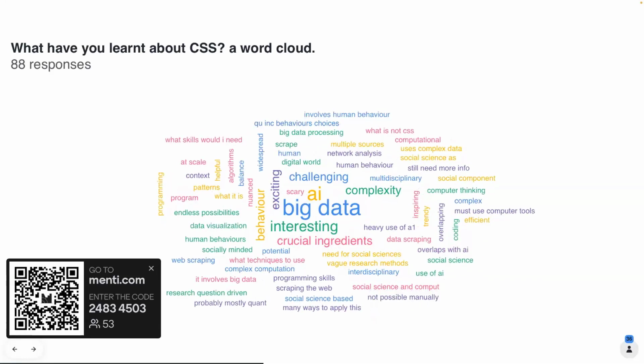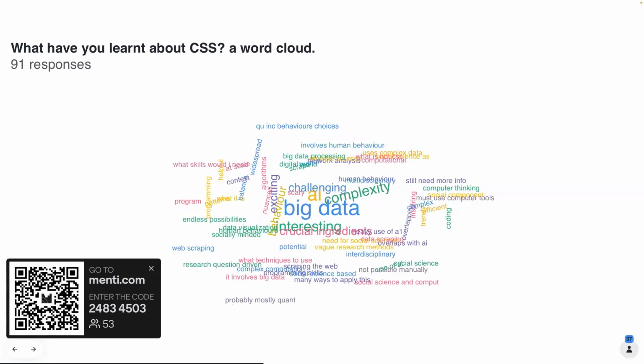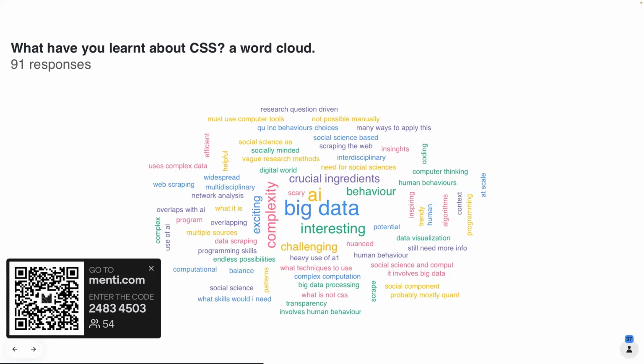What skills would I need? Still need more info. All fair enough. Hopefully in the next chunk of this workshop, I'll be able to give you that. Network analysis, widespread programming skills, yeah, for sure.